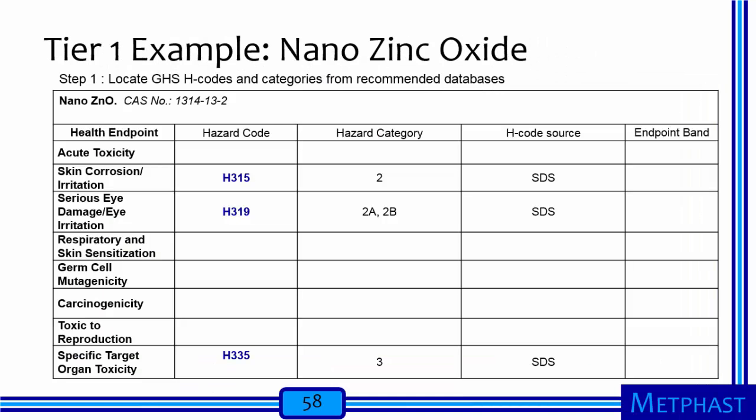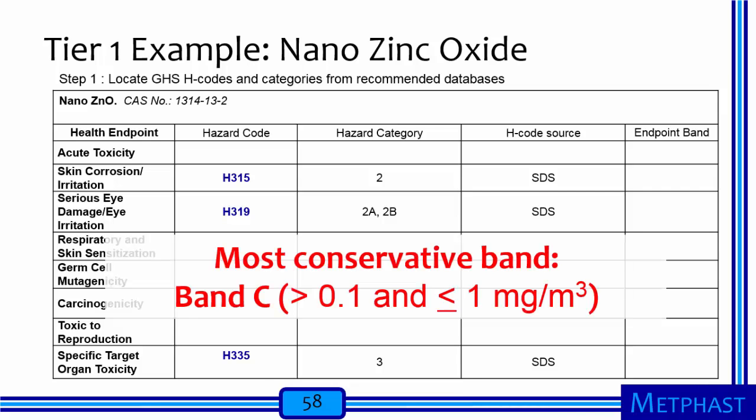There are three relevant health endpoints for nano zinc oxide. For each endpoint, the H code leads to the same OEL band, greater than 0.1 and less than or equal to 1 milligram per cubic meter. If we had a substance for which each endpoint and H code led to a different band, we would select the most conservative, that is the lowest exposure band.